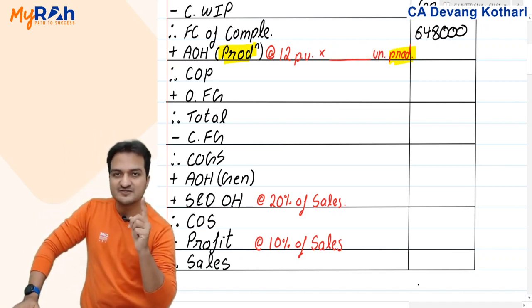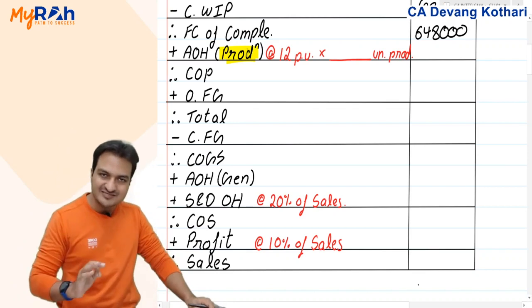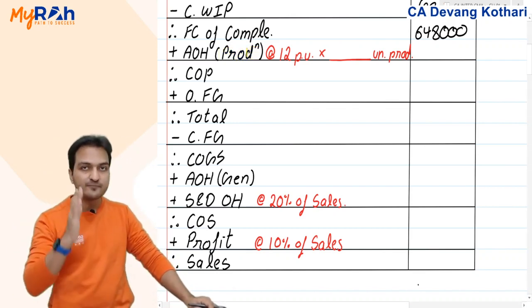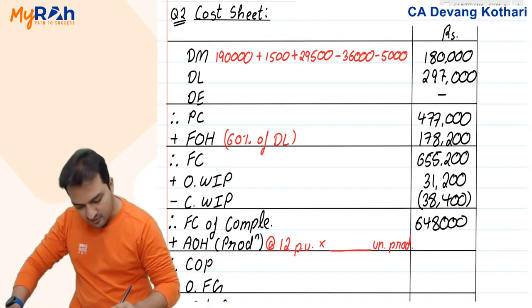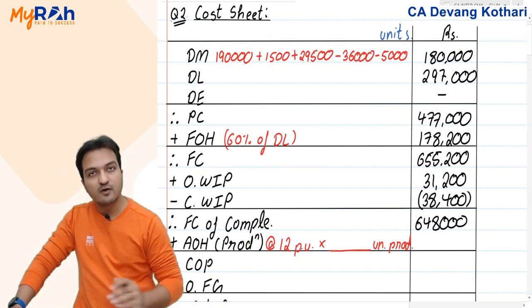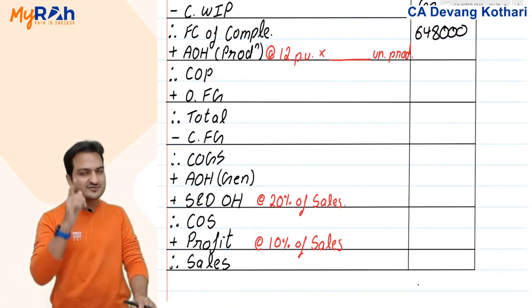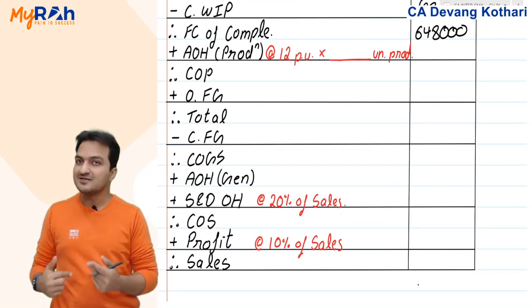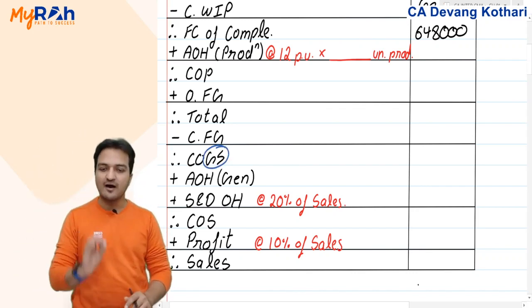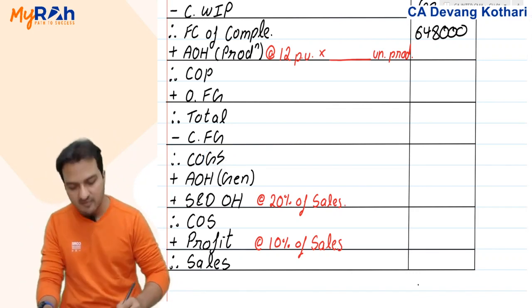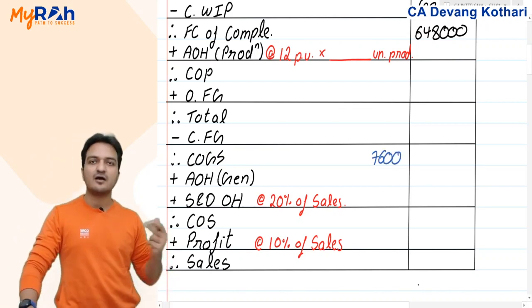Remember, admin overheads are about production, and have to be incurred on all production units, not on the sold units. Now in my format here, I will write units in the inner column for reference purpose. In that units column, the units given in the question, 7,600, where should I mention that? The question says these are sales units, meaning the goods sold. So 7,600 are the units of goods sold, and I write that 7,600 over here.